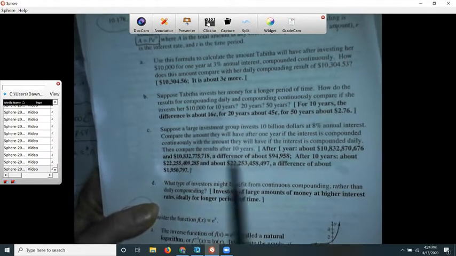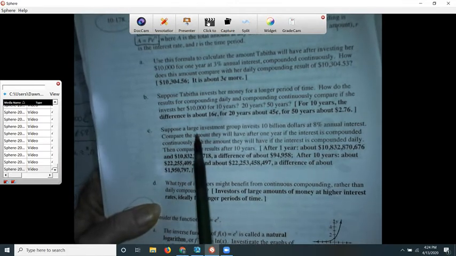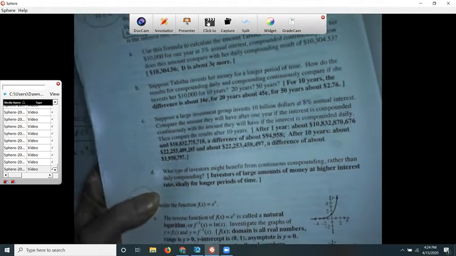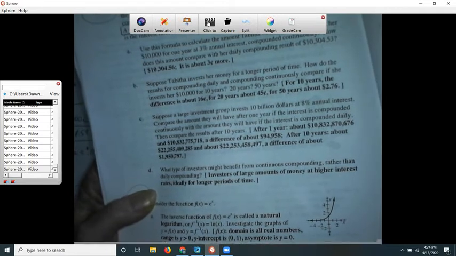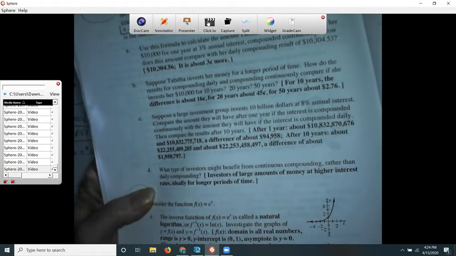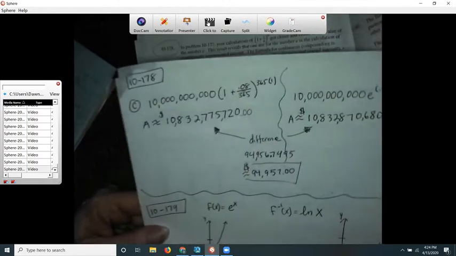But letter C says, suppose a large investment group invests $10 billion at 8% annual interest. Compare the amount they will have after 1 year if the interest is compounded continuously with the amount they will have if the interest is compounded daily. Then compare the result after 10 years. So just to show you what a great big difference, the money adds up so much because these are exponential.